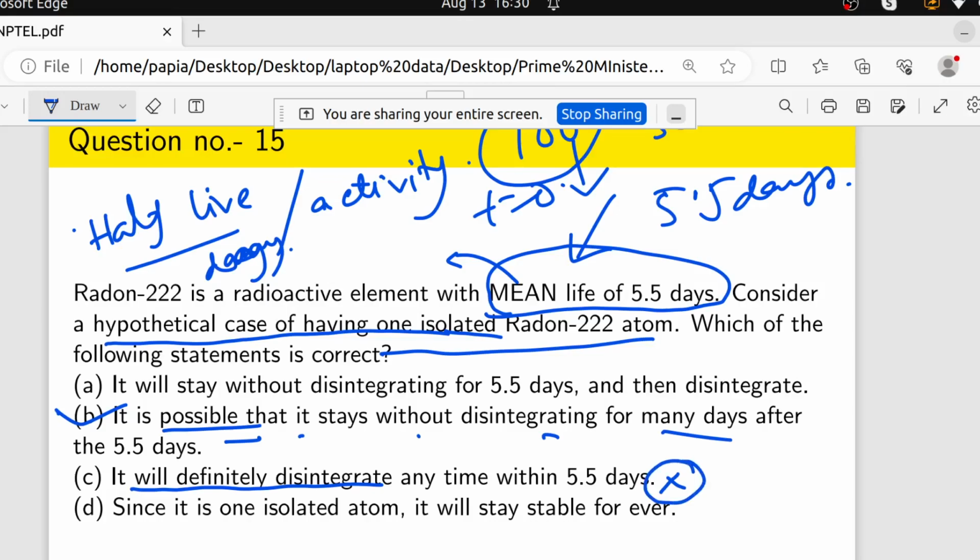Since it is one isolated, it will stay stable forever. That is also not correct, because as it is a radioactive element, it should decay, but when it will decay, we don't know. It's a probabilistic phenomenon. The mean life means that it may decay within 5.5 days, or it may not decay within 5.5 days. It can be more than 5.5 days also, because we are considering only one isolated radon 222 atom.